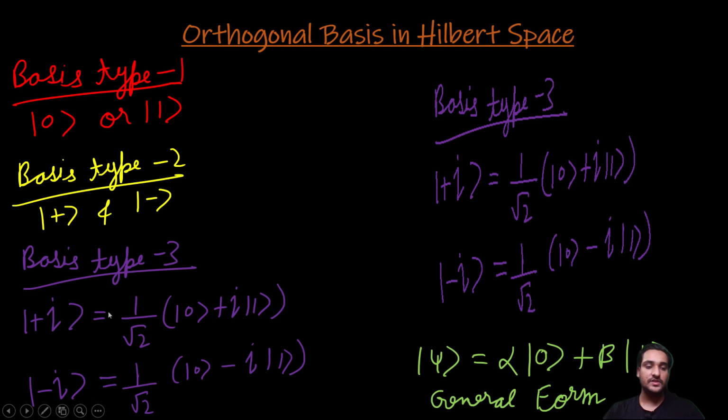If we talk about the third base, which is a complex state on a complex axis, it is the plus i state, which is represented as 1 by under root 2 into ket 0 plus i, which is a complex number, times ket 1. The same is with the minus i also, only the plus becomes minus. It is also a phase difference only. This is the third base.